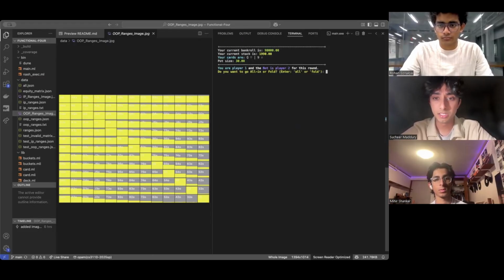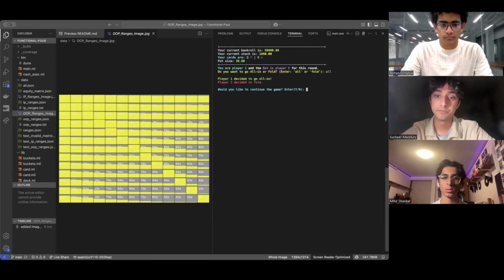After it's randomly dealt the cards, we get our hand. To start, we play first. In this instance, it varies, but we're going to be playing first in the first round. And we have Queen 9. That's not a terrible hand, so let's see what happens if we just go all in. The bot decided to fold.